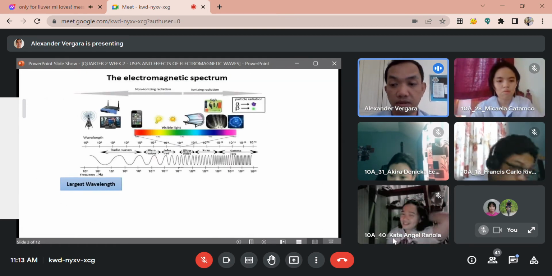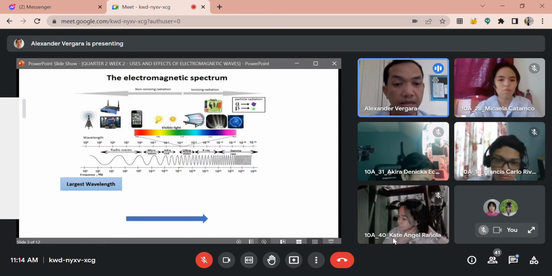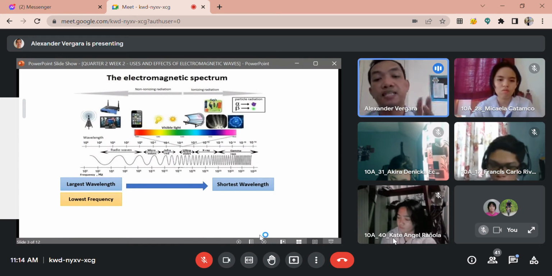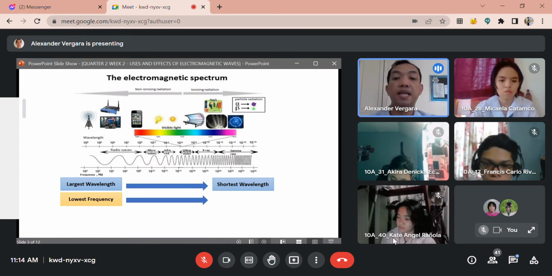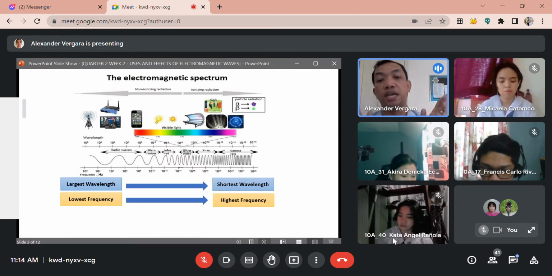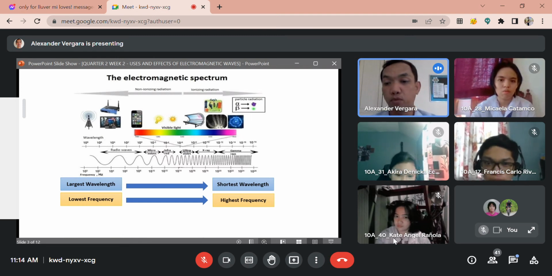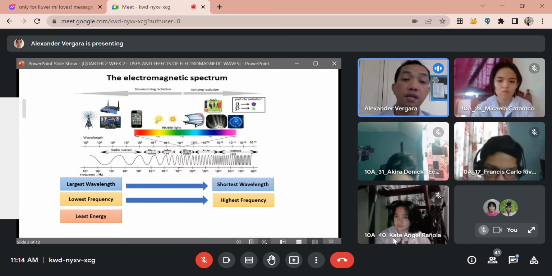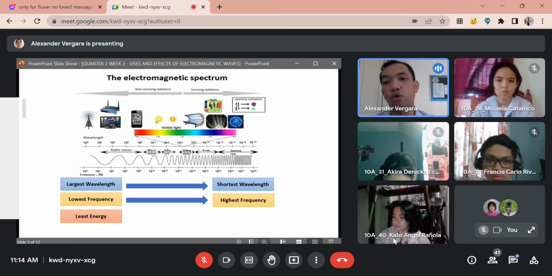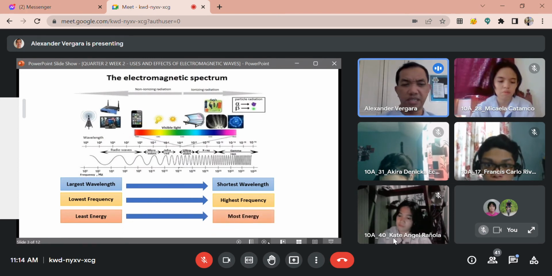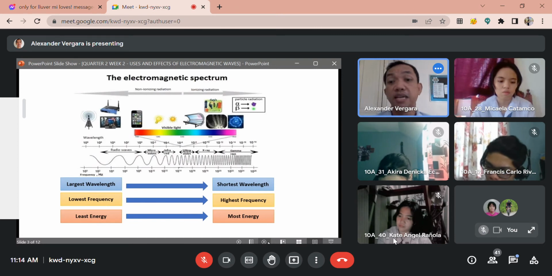In electromagnetic radiation, remember, from largest wavelength to shortest wavelength. If it is the largest wavelength, it has a low frequency, and the shortest wavelength has a high frequency. Then, of course, if it is low frequency, the energy is also low, or the energy is least. On the other hand, if it is high frequency, then the energy is also high.